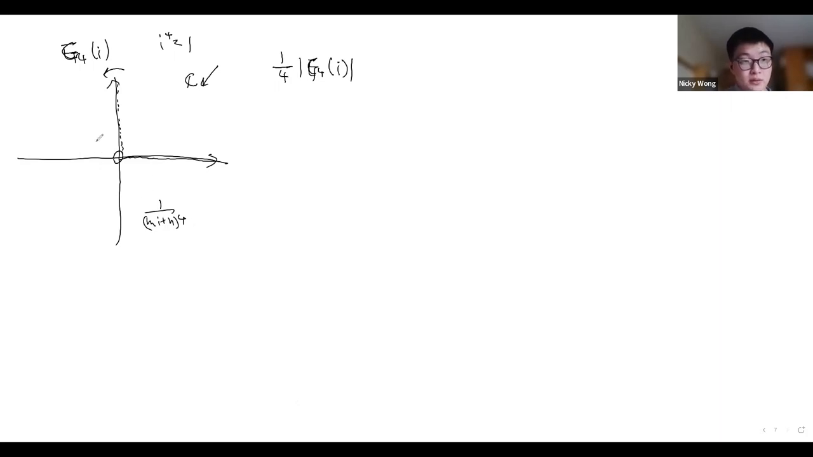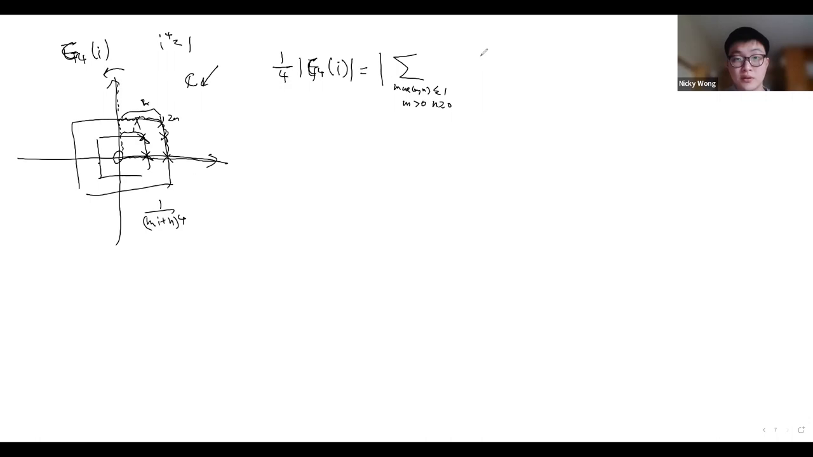And I'm going to draw some squares. This has length 1, this has length 2, and so on. And I only need to look at these points. This is (0, 1), which is 1, 0, and then multiplied by i. You can see that on, for example, this part of the square, if this is n, there are 2n points. We are going to use the triangle inequality, so to take the differences. So the max of m and n is at most 1. We need m to be positive, n to be non-negative. So minus.